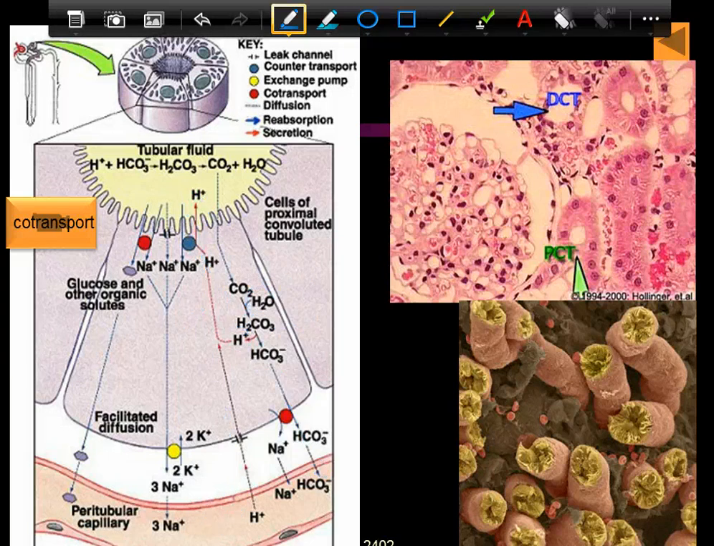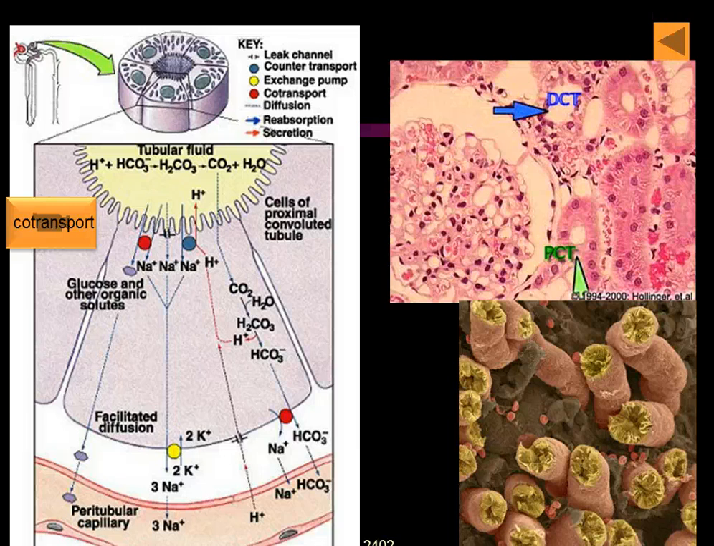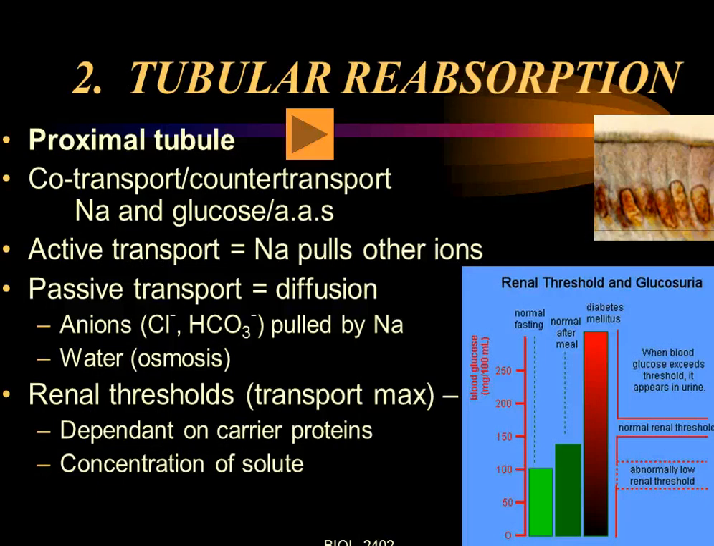Okay, let's go back. All right, so I've taken you through co-transport and countertransport, showing you a couple of things. Mainly co-transport, sodium and glucose, and amino acids move across. Sodium pulls some other ions with it. Passive transport, some anions. Water, of course, is moving by osmosis. Renal thresholds, I've shown you this picture before back in metabolism.